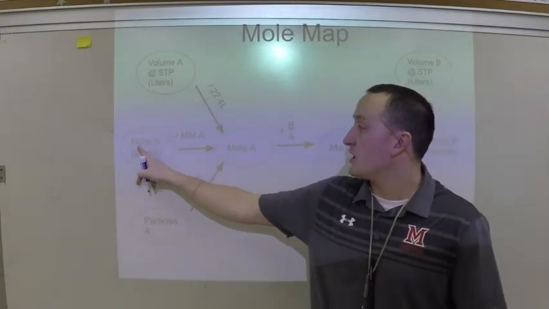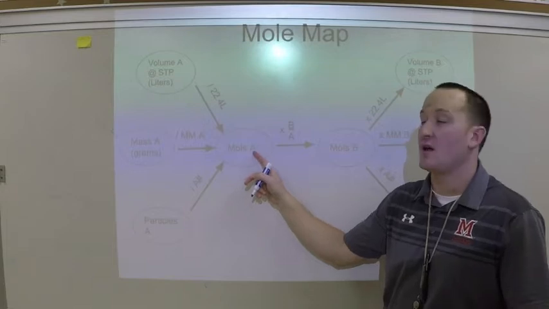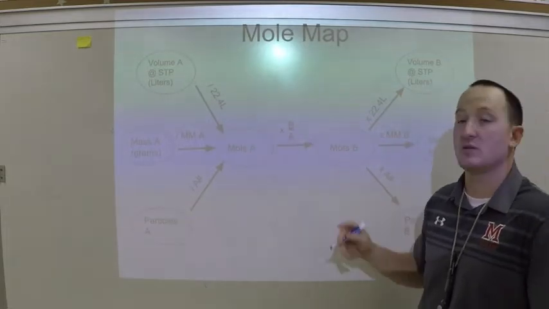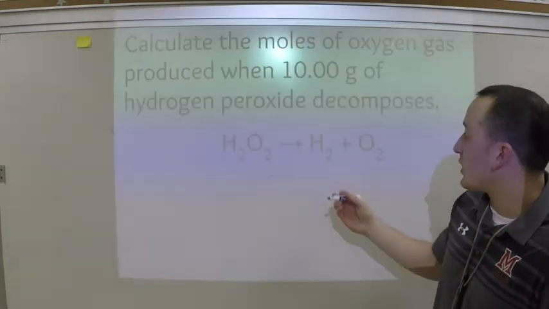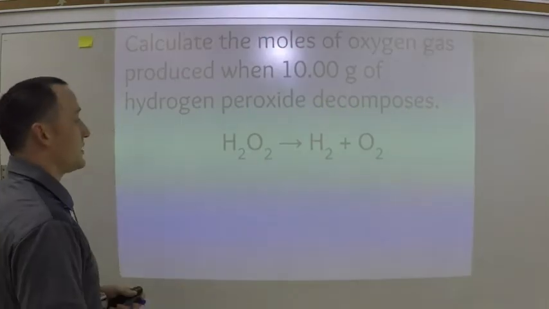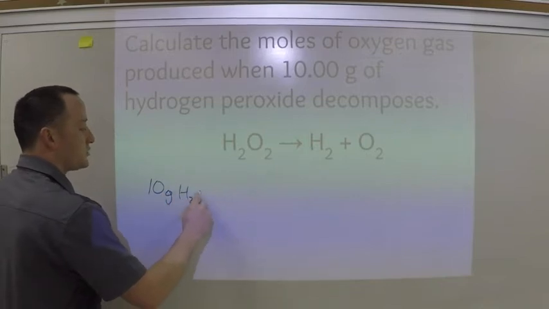So I'm going to change from mass of hydrogen peroxide to moles of hydrogen peroxide. Then I'm going to use my mole ratio to get to moles of my oxygen. So here we go. I've got 10 grams. What I'm going to do is start with my 10 grams of H2O2.